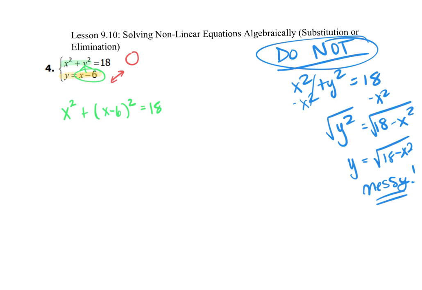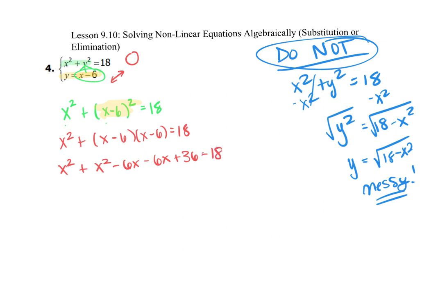Okay, so now notice everything's in terms of x, in terms of one variable, so we're really golden here. And we're going to finish solving this. Also keep in mind, because this is x minus 6 squared, we have to FOIL here. You cannot just square what's inside the parentheses. So we're thinking of this as x squared plus x minus 6 times x minus 6 equals 18. So we have to FOIL it out. We have x squared plus x squared minus 6x minus 6x plus 36 equals 18. Okay, I just did all the FOILing right there.